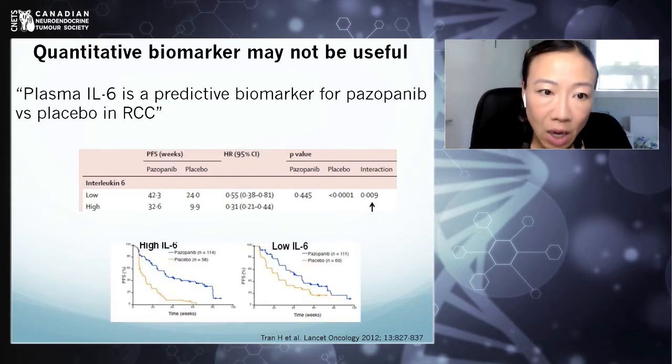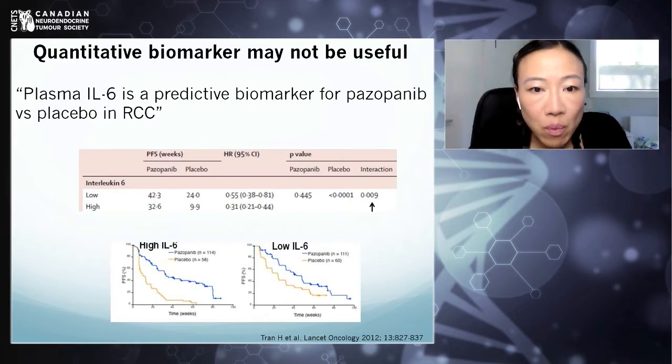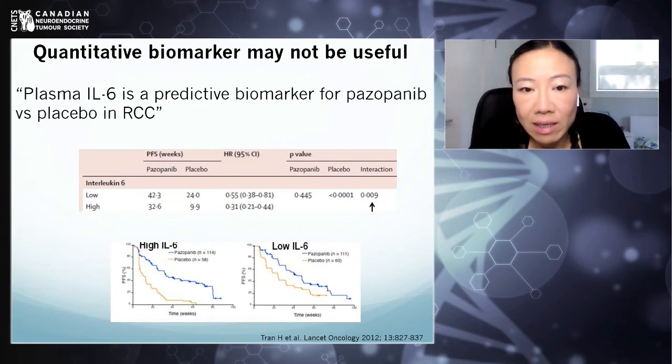If you look at the low level versus the high level, the high IL-6 patients benefit from this treatment, and the lines separate more, meaning there's more benefit. But even when patients have low IL-6, they also benefit. The lines separate out, but a little bit narrower, suggesting that the benefit is a little bit smaller. But both of them also benefit from this treatment. So this is called quantitative predictive biomarkers.